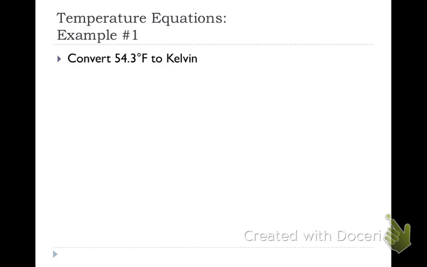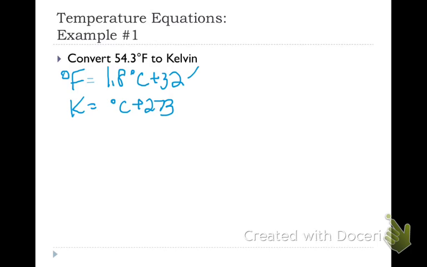So let's take a look right here. We have Fahrenheit, and we want to convert it to Kelvin. So we're going to go ahead and plug in the numbers that we know. Actually, let's go through Celsius first. So let's go back to the original equations. And I had degrees Fahrenheit is equal to 1.8 times degrees Celsius plus 32. And then I have Kelvin is equal to degrees Celsius plus 273. So for this one, I'm going to go ahead and solve for degrees Celsius.